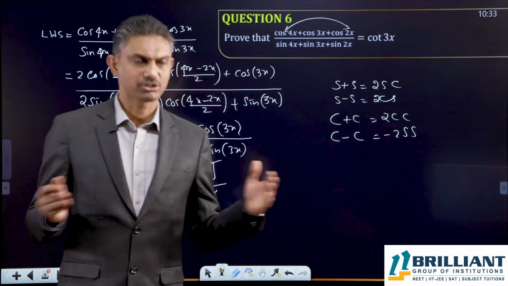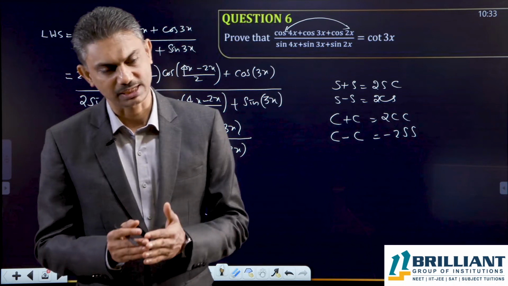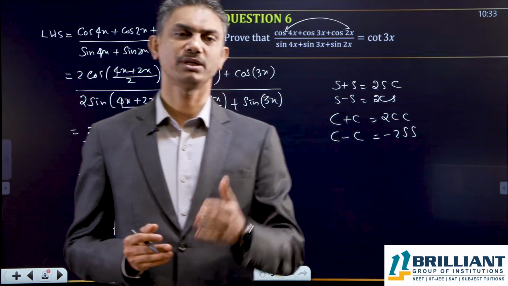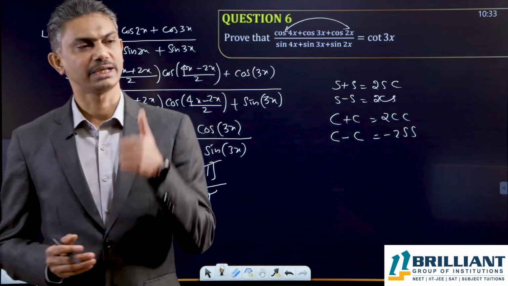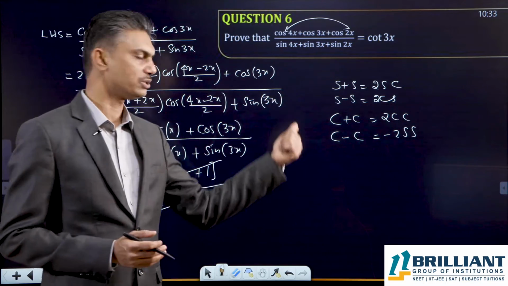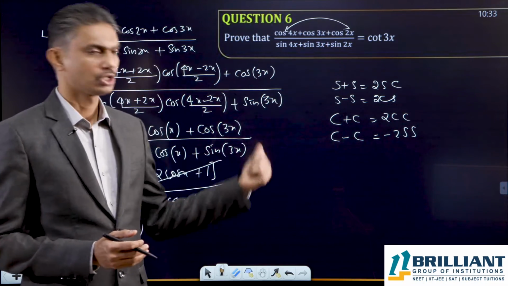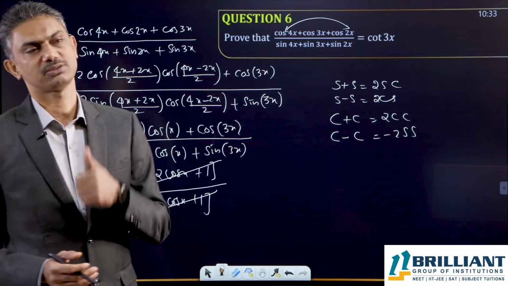And in case, if you studied in the class, maybe sin x plus sin y, 2 sin x plus y by 2 into cos x minus y by 2. Sin x minus sin y is 2 cos x plus y by 2 into sin x minus y by 2. Cos x plus cos y, 2 cos x plus y by 2 into cos x minus y by 2. Cos x minus cos y is minus 2 sin x plus y by 2 into sin x minus y by 2.